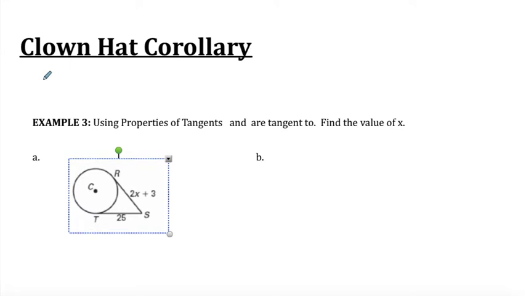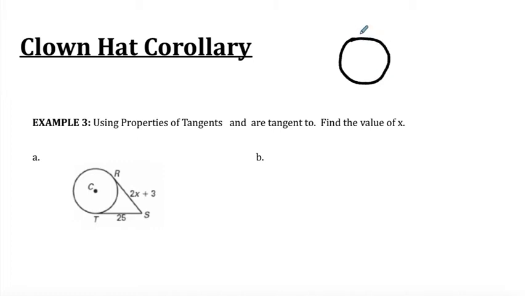All right, now we got to talk about the clown hat corollary. Now, it's not really actually called the clown hat corollary, but from that idea of tangent lines, we have this theorem or corollary. If I draw two tangents from the same point, so if I pick this point and I draw two of them to the same circle, these segments, those tangents, are actually congruent to each other. So that's an important corollary coming from the radius to tangent theorem.